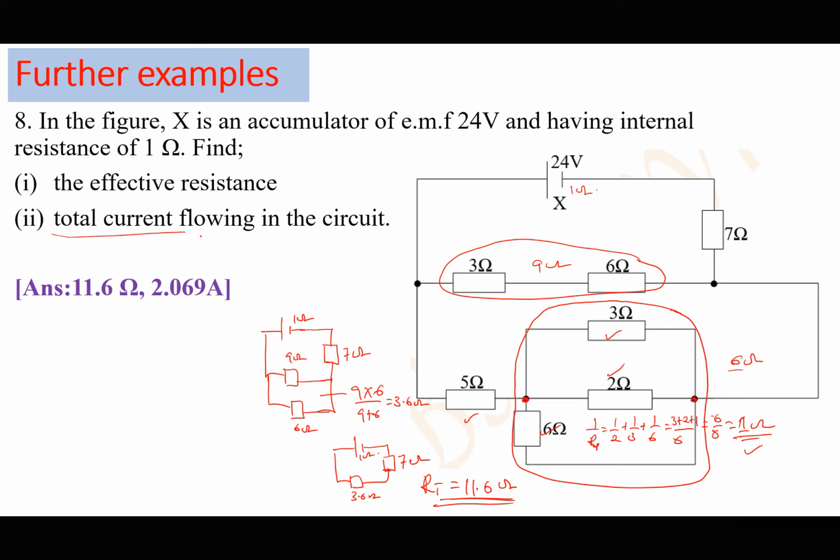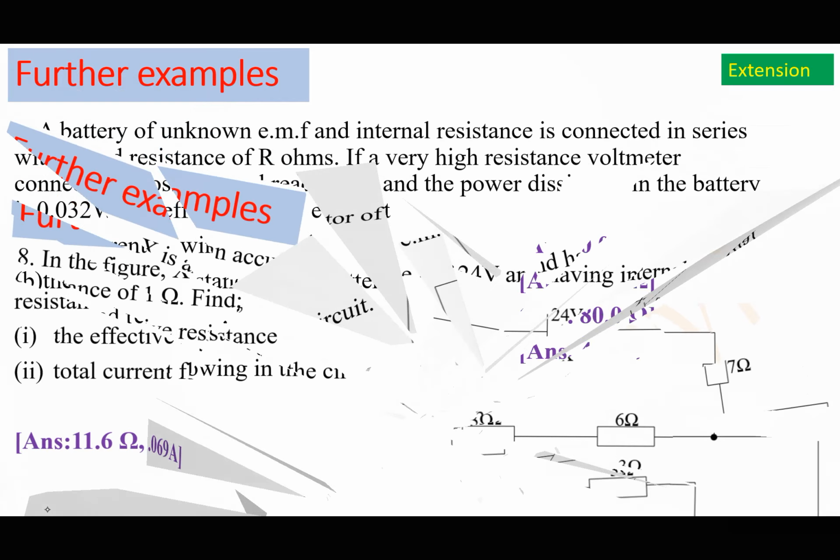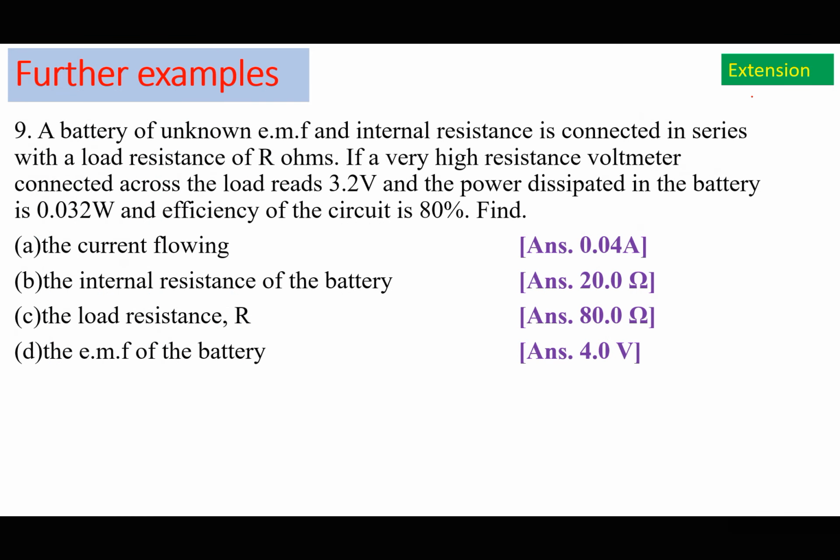Then total current. So total current is equal to the EMF divided by total resistance. So the EMF is 24, total resistance is 11.6, which I think should give us about 2.1 amperes. So the rest you can just pause the video and try to work through. This is an extension question, so if you're able to solve this question, then you're a very powerful student.